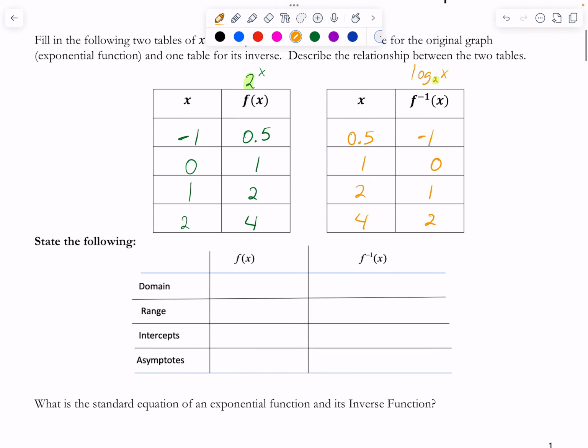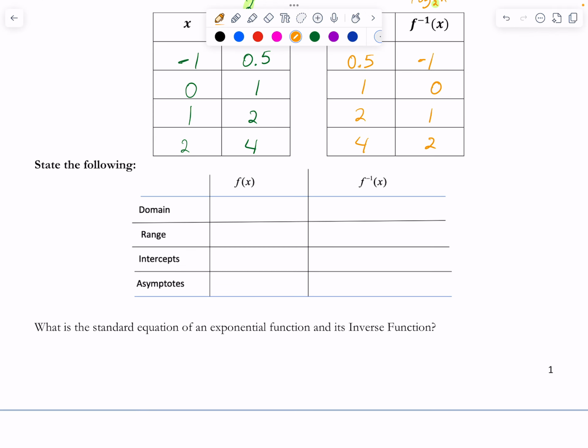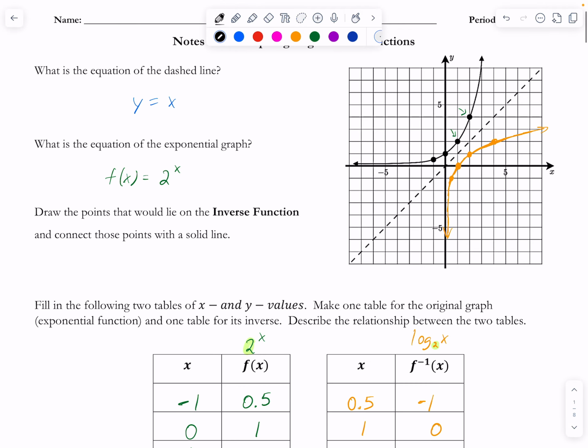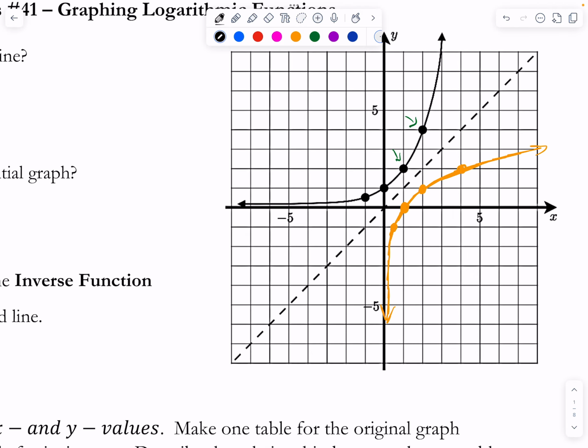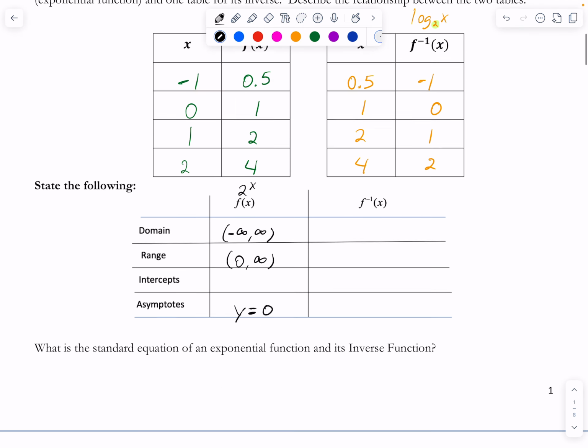Now let's fill in the domain and all these characteristics for the exponential one. The domain was, oh, I lied to you, I apologize. The domain was -infinity to infinity, there we go. The range was 0 to infinity because of that horizontal asymptote at y equals 0. And when you look at this graph of the exponential, we only have a y-intercept at (0, 1).